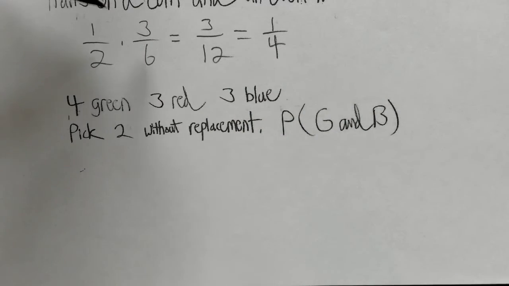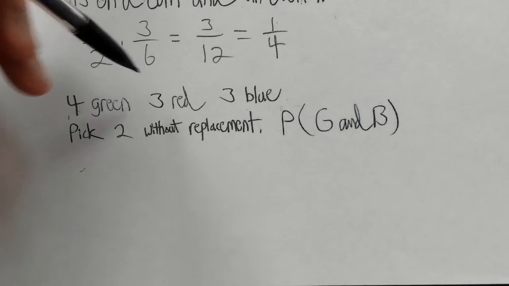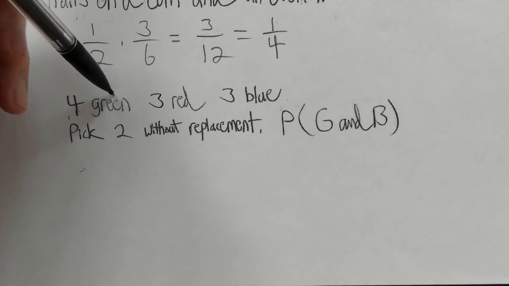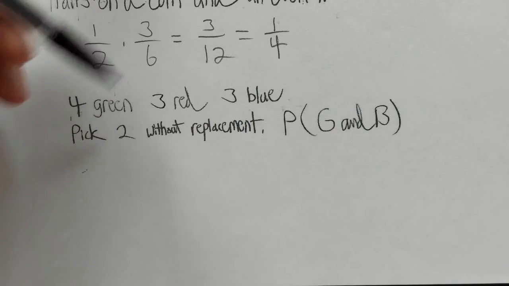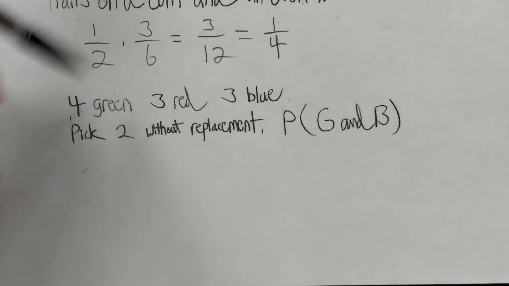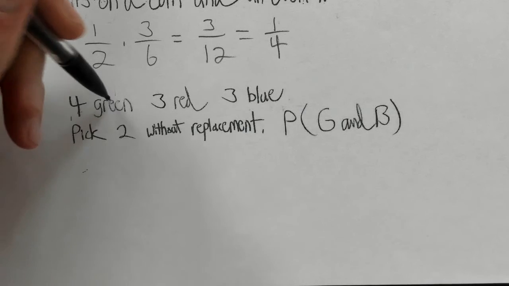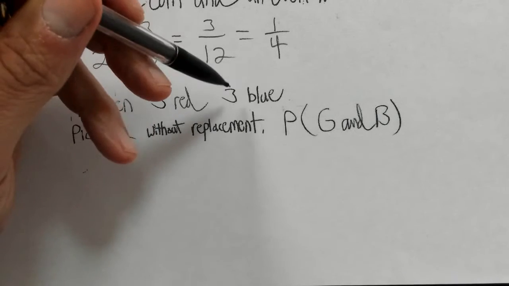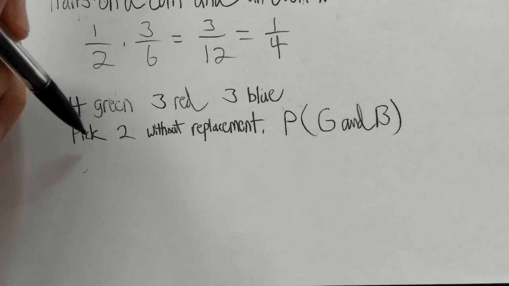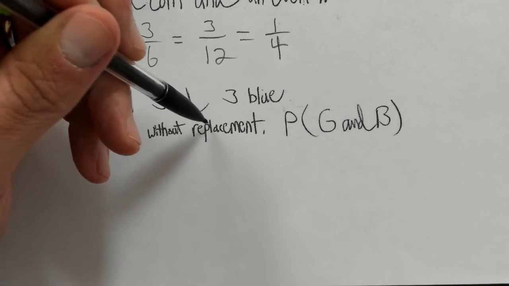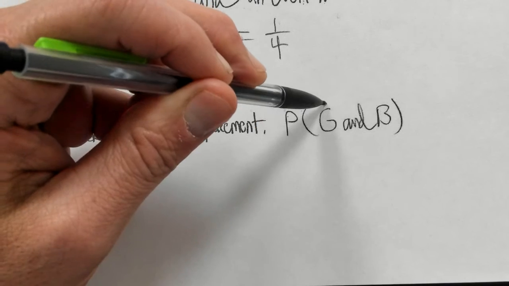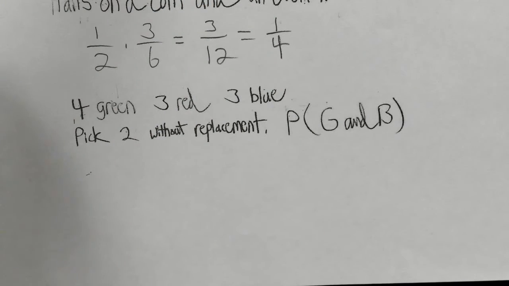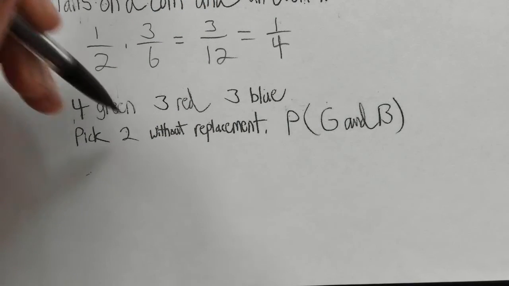Now here's a different scenario. Let's say that we've got a box with 4 green objects, whatever the object happens to be, 3 red objects, and 3 blue objects. We're picking 2 without replacement. We want to find the probability of getting a green one on the first try and a blue one on the second try. Now, a couple of things to consider here.